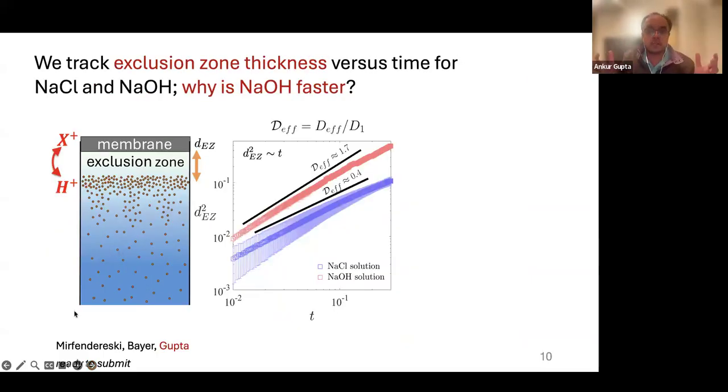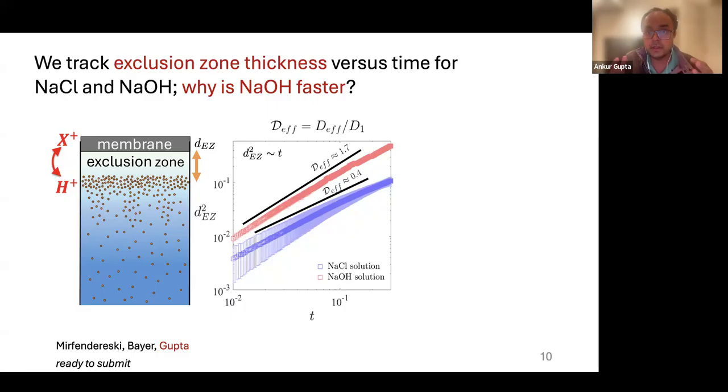Next, what can we do with this data? The first thing is to track the open area at the top where there was no particle left. We call it the exclusion zone, and this is d_EZ. This is d_EZ squared versus time. Essentially, you see a linear line, which shows that it's going like a diffusive front. And then we have two salts. NaOH, as you can see, is almost 4 times faster than NaCl.